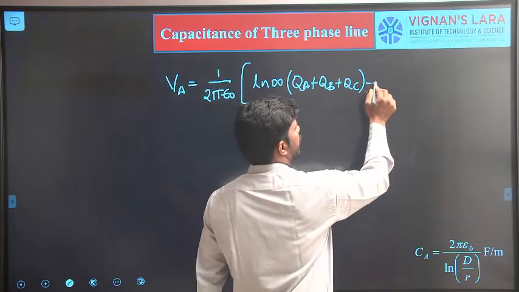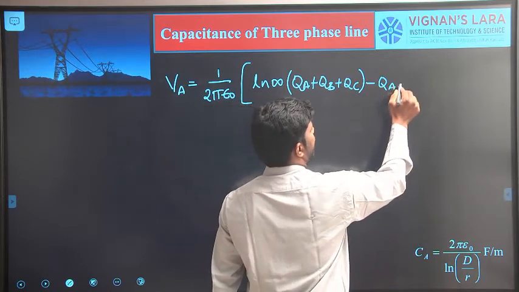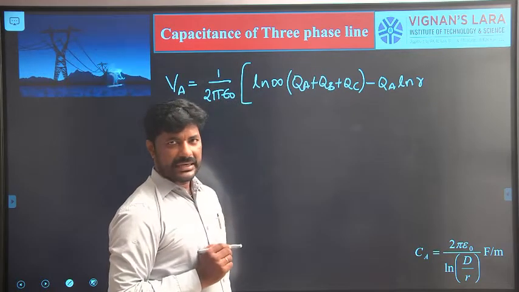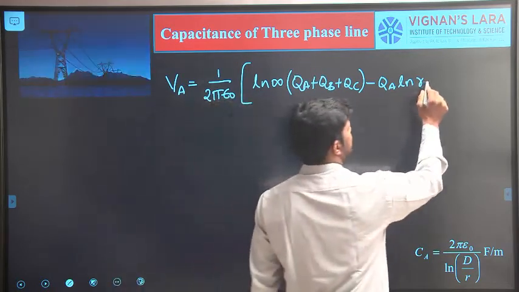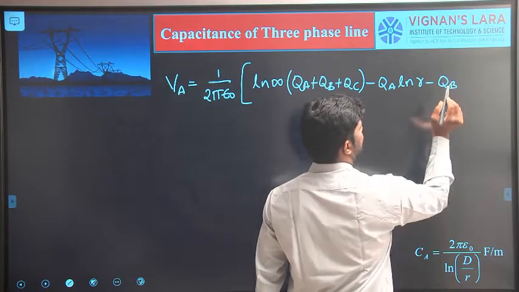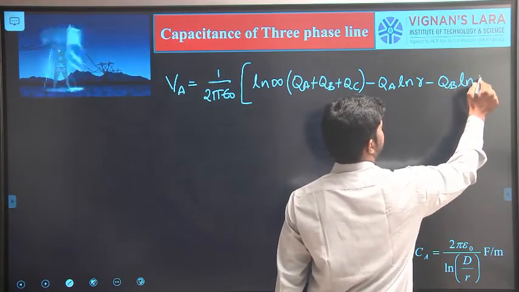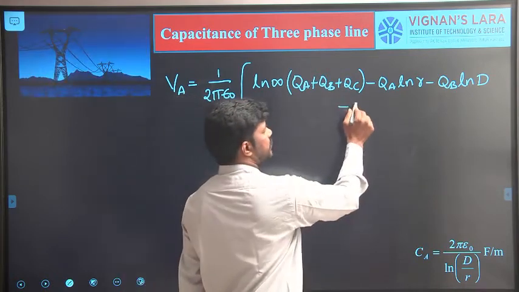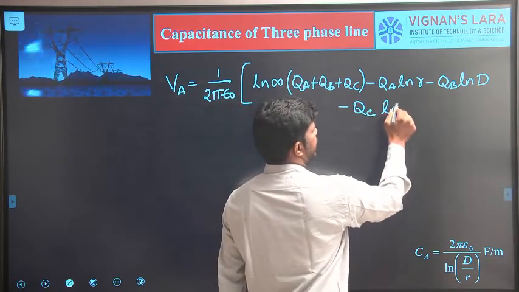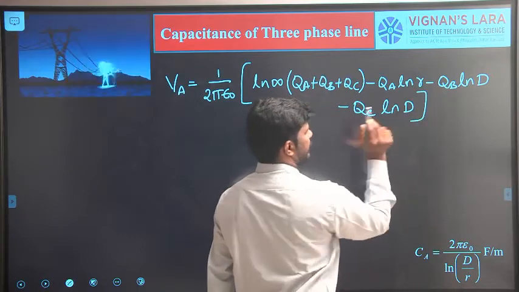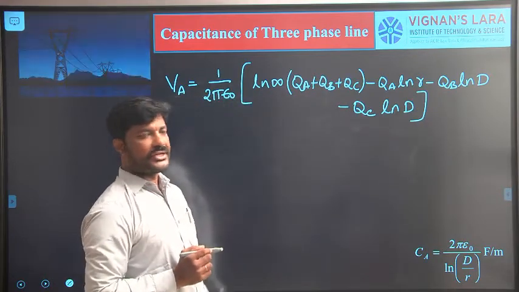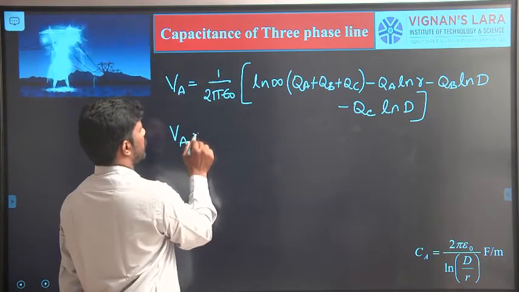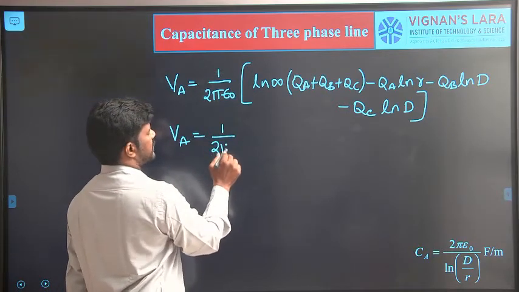With QA charge, it is minus QA ln of its self distance, that is why you will get a term called r, and minus the mutual conductor charge QB, which is located at a distance of capital D, and the third charge minus QC, which is located at a distance of again capital D. On simplification, this will be the potential of the conductor A. Then VA is equal to 1 by 2 pi epsilon naught of.